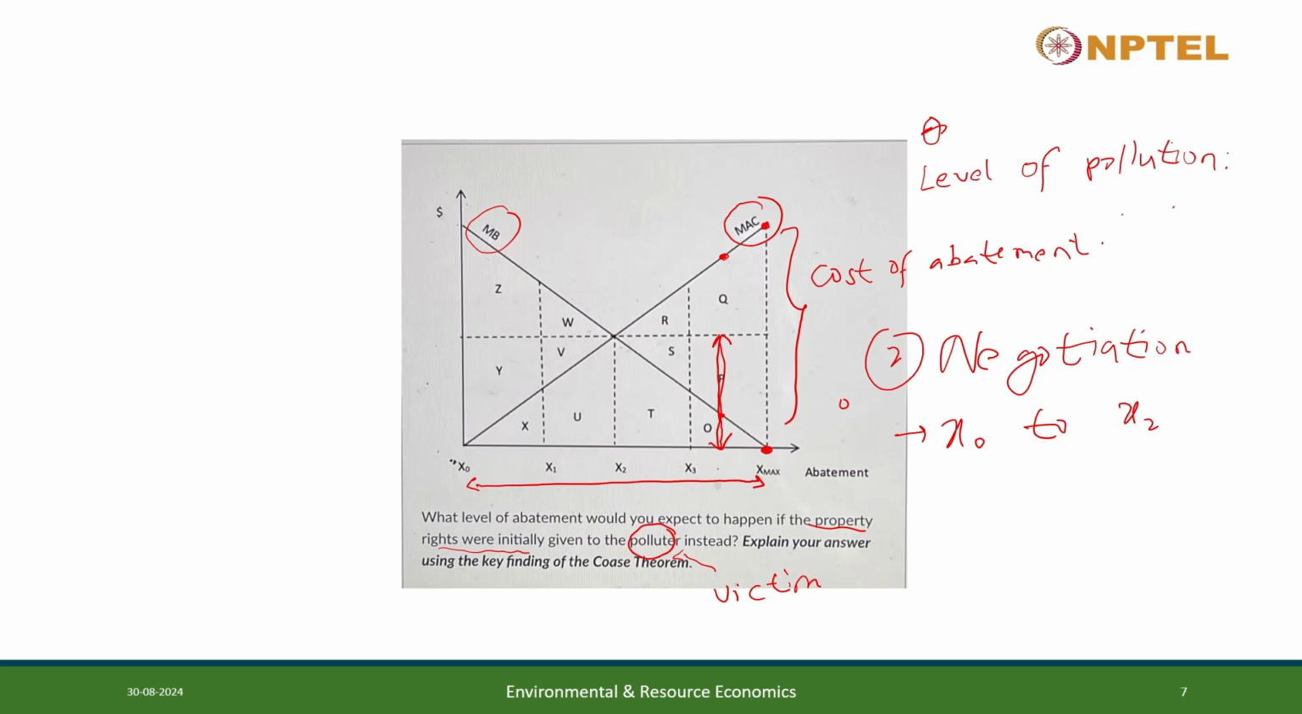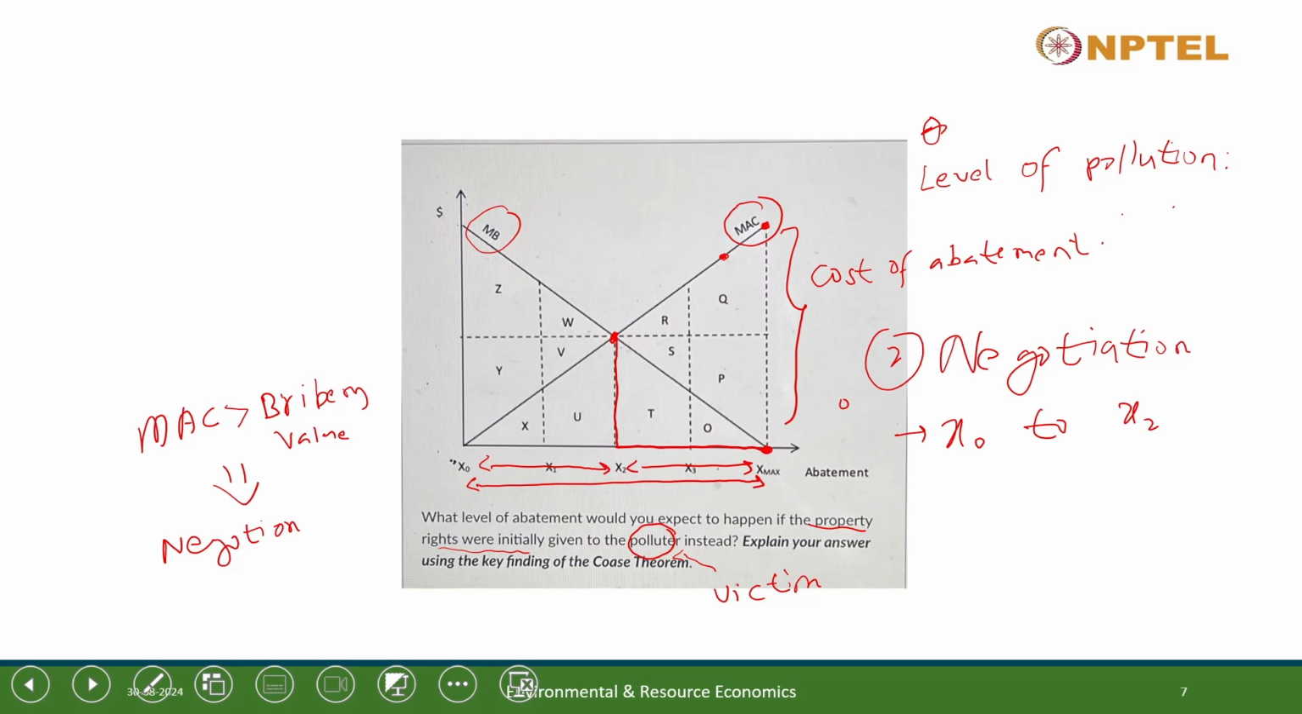So there will be negotiation between the polluter and the victim. Till this point where the marginal abatement cost curve MAC is more than the bribe value, there will be negotiation, and there will be no production. So till this point, this much abatement will be done. So the level of pollution will be till X2 only. Am I clear? Neha, am I clear? Yes, ma'am. Okay, so this is about the Coase theorem.